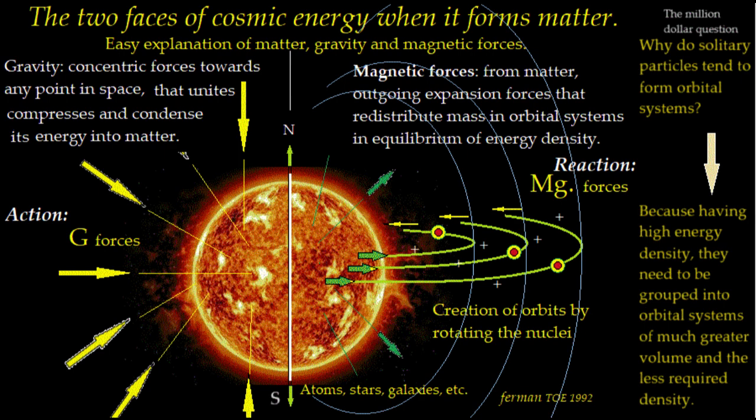So the million-dollar question and answer would be: Why do particles form orbital systems, nuclei with orbitals around them? Well, to acquire much greater volume and lower their level of energy density to that required by the cosmos. And magnetic forces and fields are responsible for all of this.